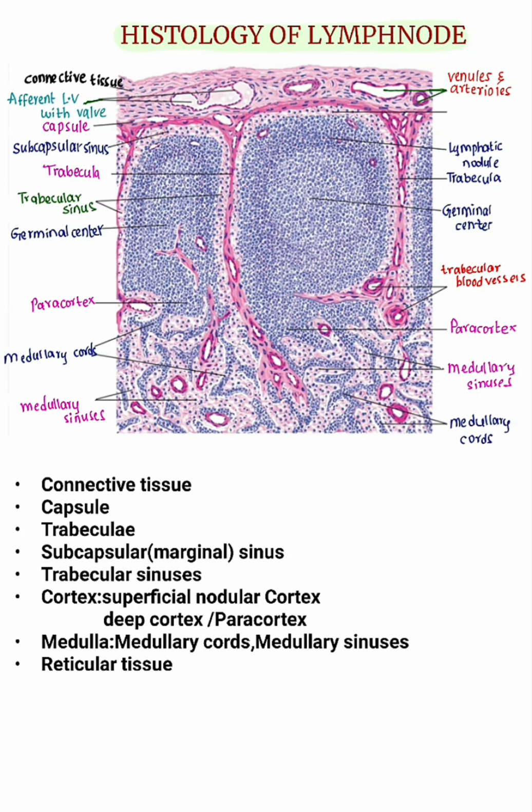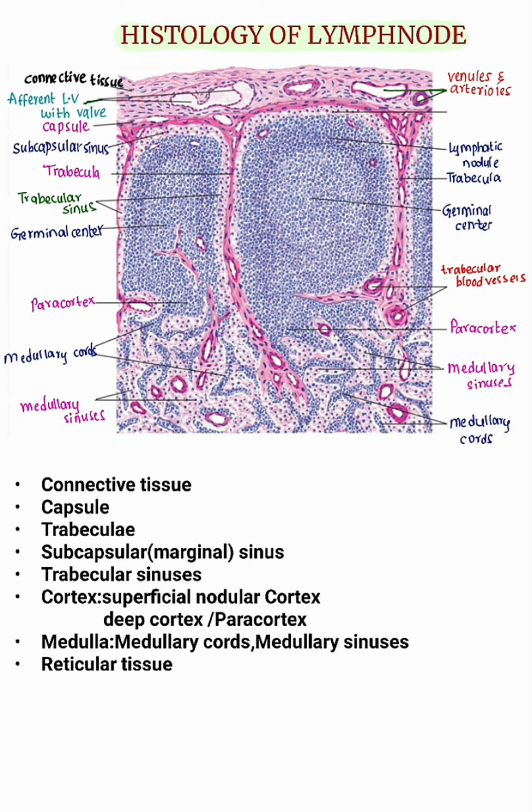Connective tissue. A layer of connective tissue with venules and arterioles surrounds the lymph node capsule. It also contains afferent lymphatic vessel with valve. Capsule. Lymph node is covered by dense connective tissue capsule.